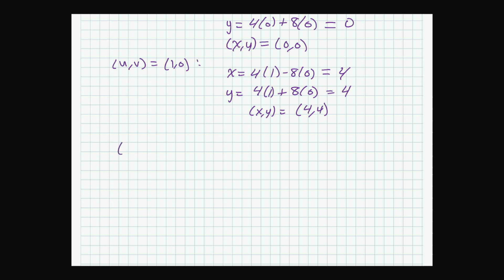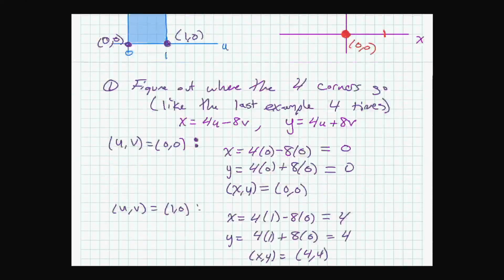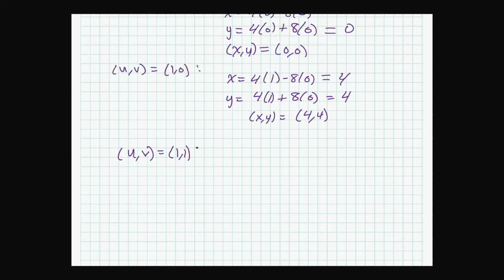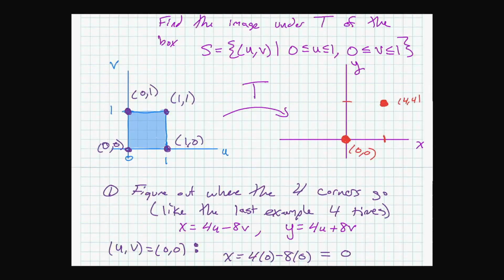All right, what's the next point? I think we have one at 1, 1, right? That was another corner. Yep, 1, 1 and a 0, 1. Let's just do 1, 1. So we have X equals 4 times 1 minus 8 times 1. That's going to be negative 4. And then Y is going to be 4 times 1 plus 8 times 1. Ooh, that's going to be 12. Negative 4, 12. Interesting. I did not leave myself any room to do that, right? So let's change the axes here.